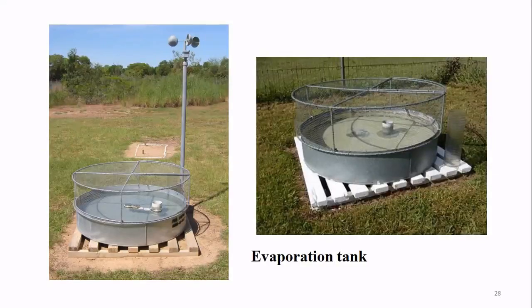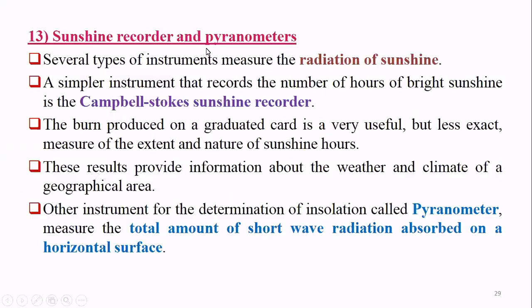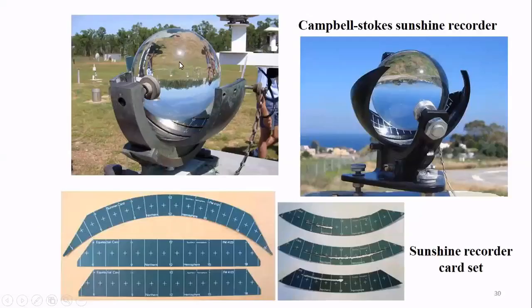Then, the sunshine recorder. There are several types of instruments used to measure the radiation of sunshine. Here you see the picture. This is the sunshine recorder. Here there will be a card, the sunshine recorder card.